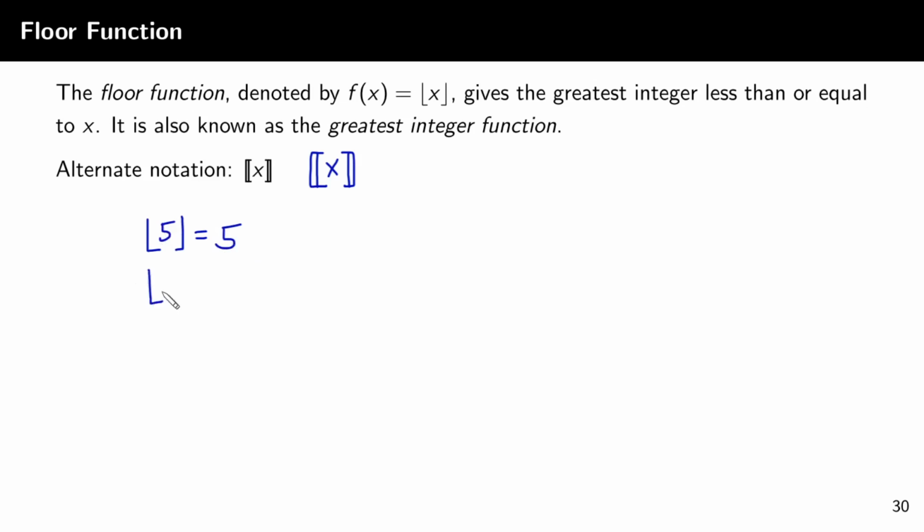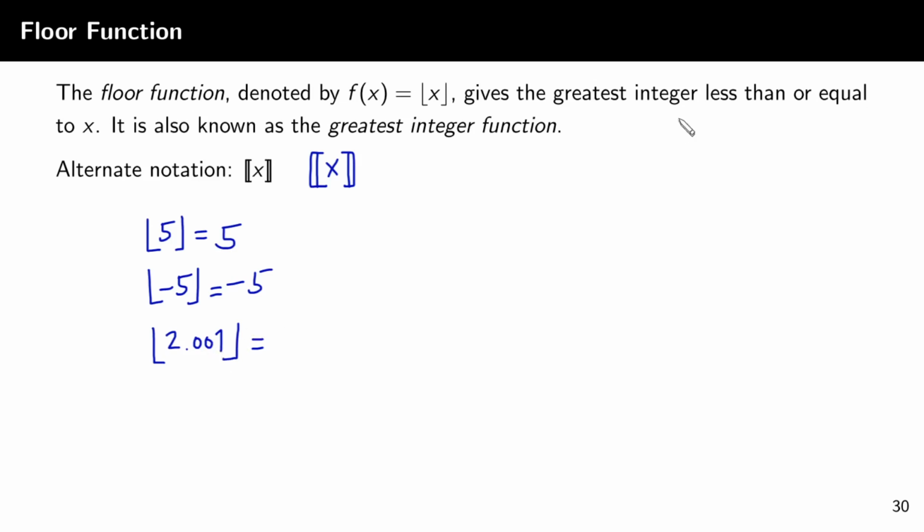So, ganun din kung negative. The floor of negative 5 is equal to negative 5. Lagyan natin ng decimal. For example, 2.001. Ano yung integer na among the integers na mas maliit or equal sa 2.001, ano yung pinakamalaki sa kanila?